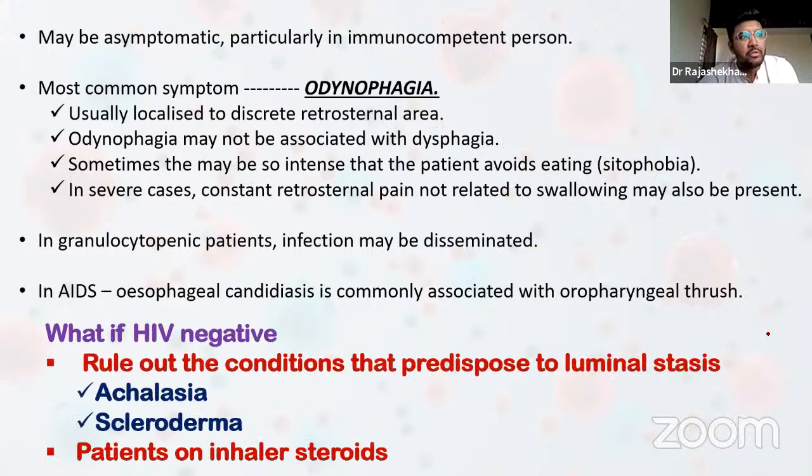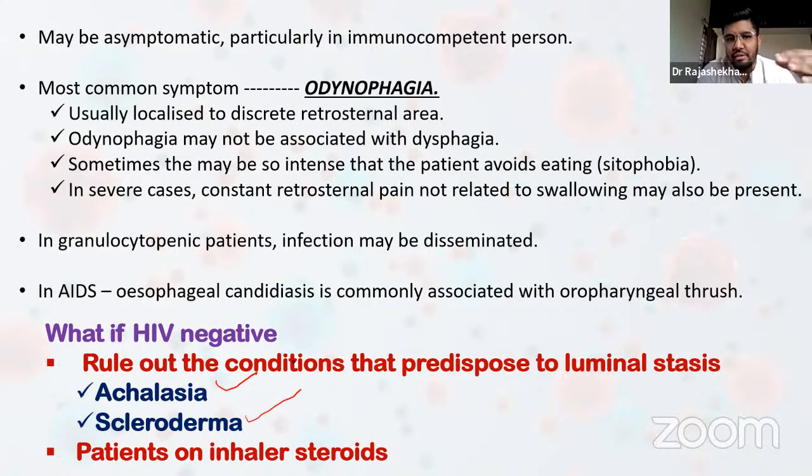So what if the patient is HIV negative? If you advise a gastroesophageal endoscopy and you see candidal esophagitis, but the patient is HIV negative, then you need to rule out conditions which predispose to luminal stasis, mainly achalasia cardia and scleroderma, which cause a paralysis kind of thing due to reduced motility. Another risk factor is patients on inhaled steroids for bronchitis, bronchial asthma, COPD or any other reason. These patients on inhaled steroids are particularly exposed to esophageal candidiasis.